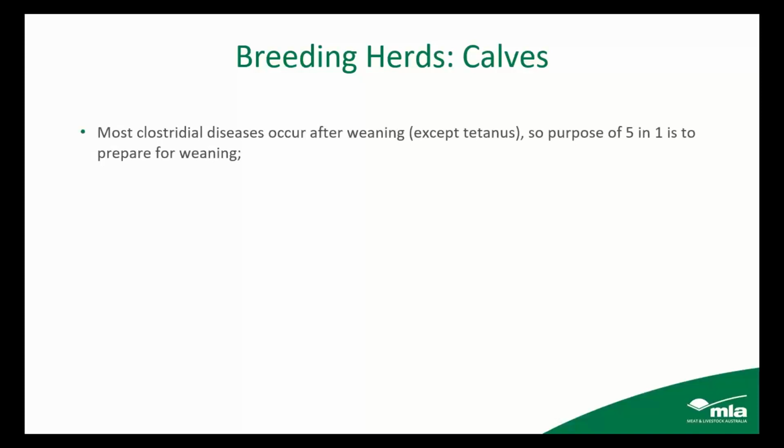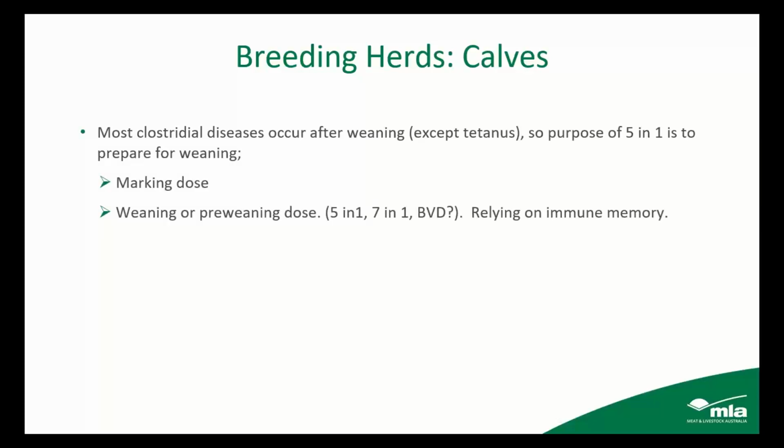So calves, you need to vaccinate at weaning and then rely on the immune memory to see you through. I'm sorry, you need to vaccinate at calf marking and then again before weaning, and the immune memory will see you through from calf marking to weaning so that they're prepared to face the challenges after weaning. Oh, blast. Okay. So we're going to have a marking dose and then a pre-weaning dose or a weaning dose. Pre-weaning doses would be ideal. A weaning dose suffices in most situations.